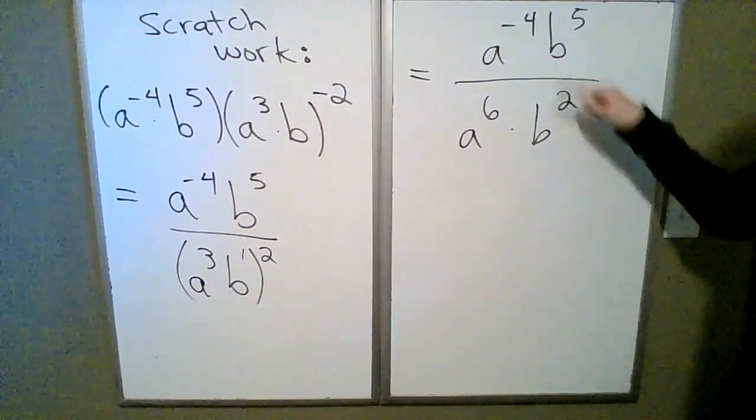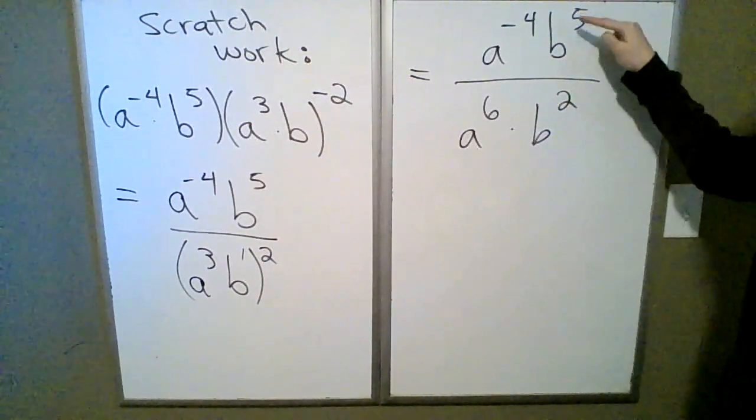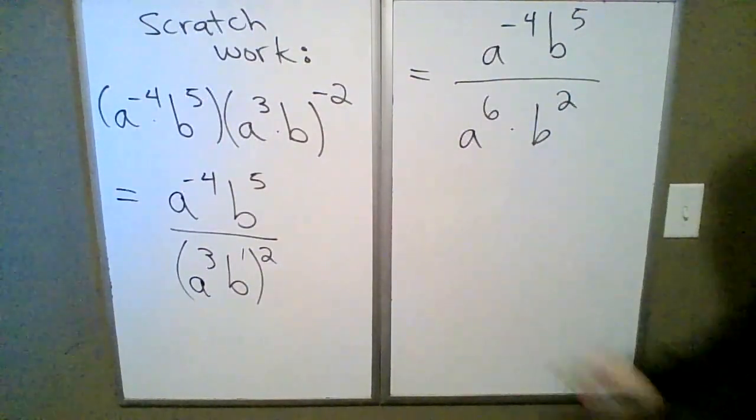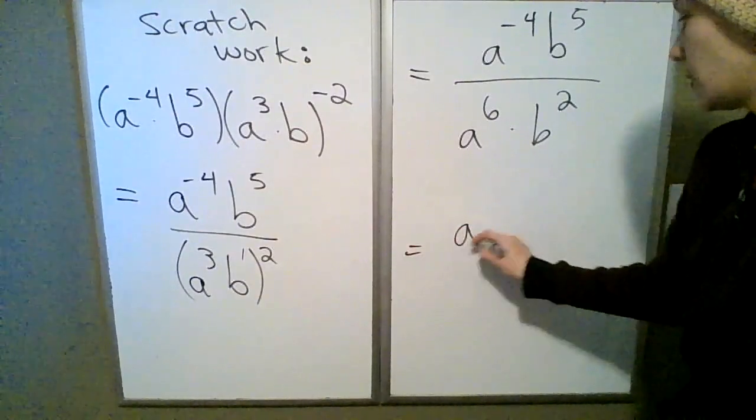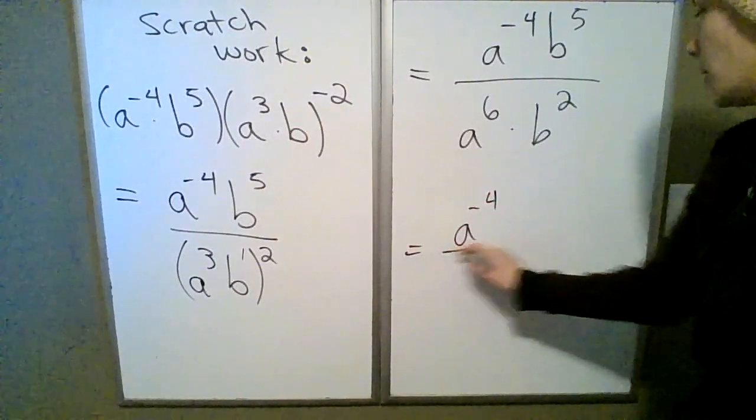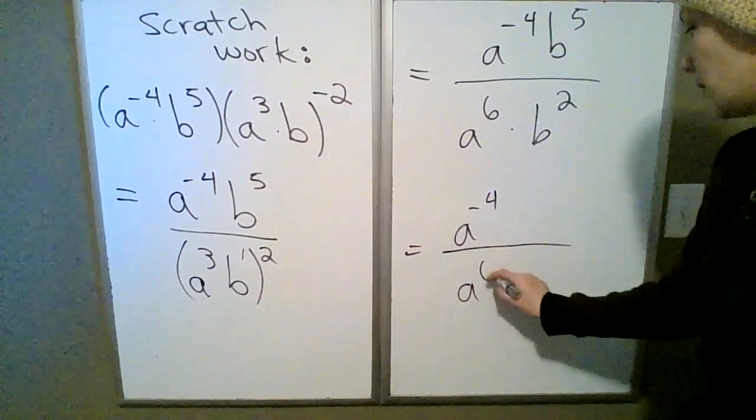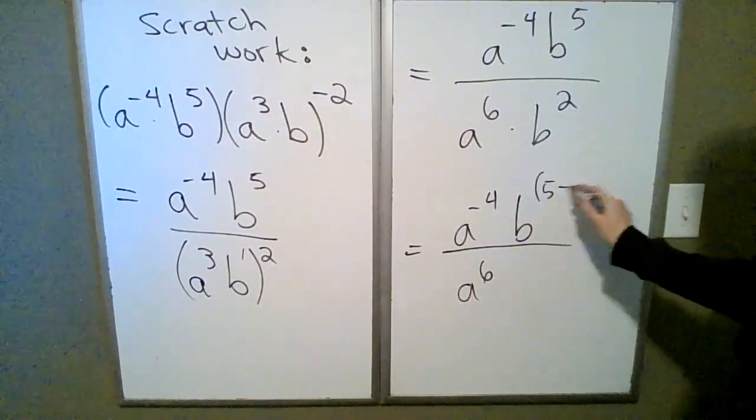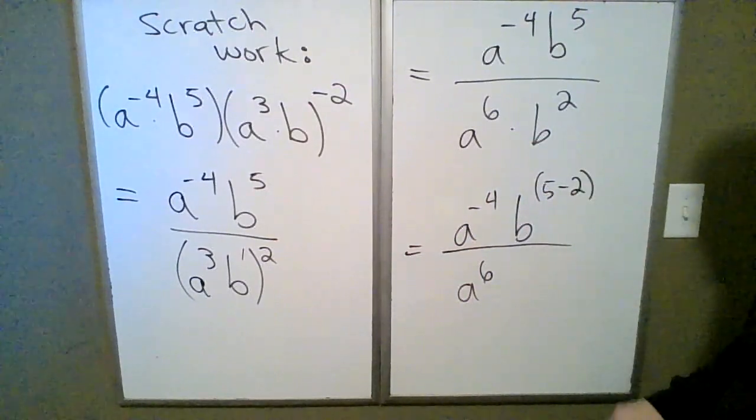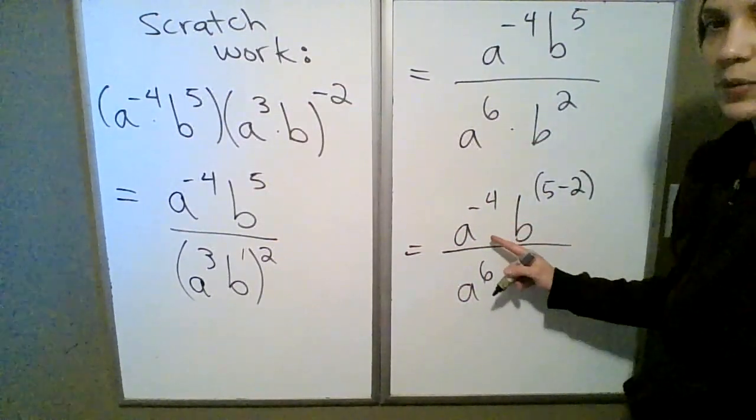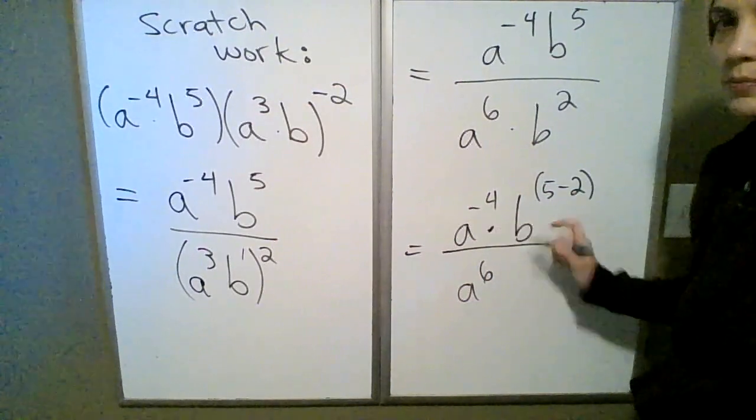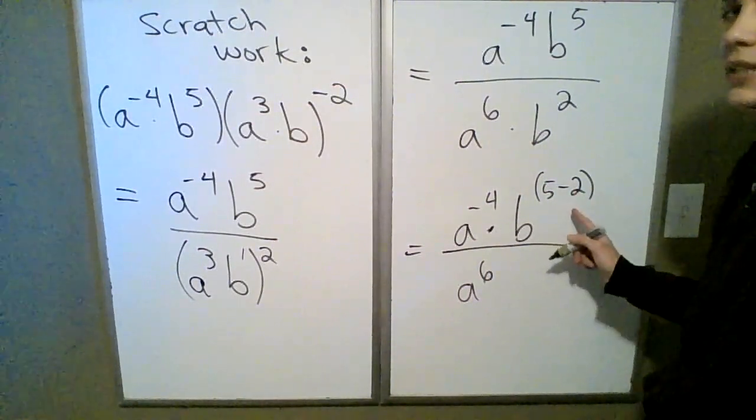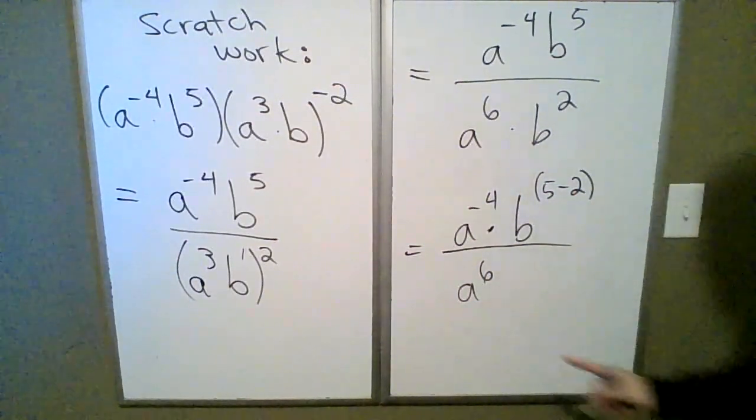Let's take care of the variable b. B has a power of 5 minus 2. Will be in the numerator. All right, so if I've got a with the power -4 times b with the power 3 divided by a to the 6th.